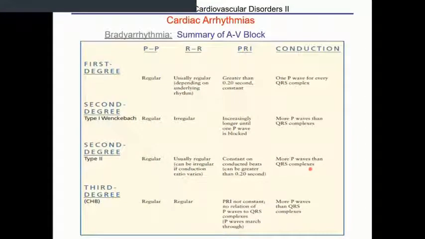So this is a summary of your atrioventricular blocks: first degree, second degree type 1, second degree type 2, and of course your third degree complete heart block. Just review these characteristics in terms of your ECG tracing for P-P intervals, R-R intervals, the PR intervals, and of course the conduction patterns from the atria to the ventricle.